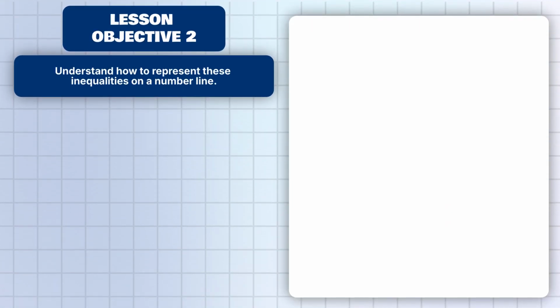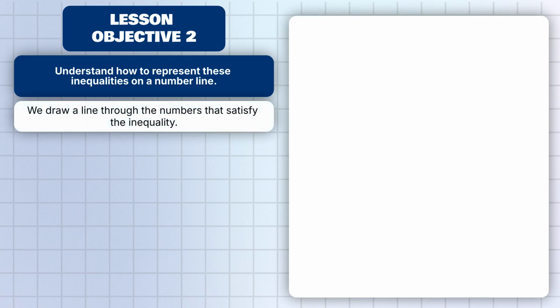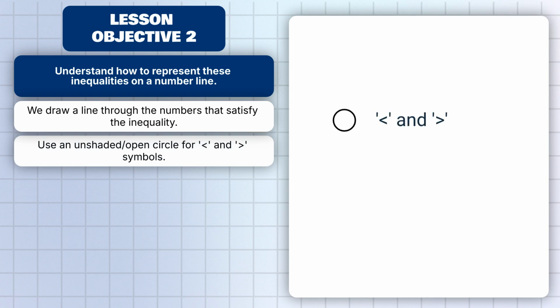Now that we have solved an inequality, we need to represent its solution on a number line. Here are the steps for this. We draw a line through the numbers that satisfy the inequality. To distinguish between our different types of inequalities, we have different ways to denote whether to include an endpoint of the line or not. We use an unshaded, also called open circle on the number line to indicate that a number is not included in the solution.